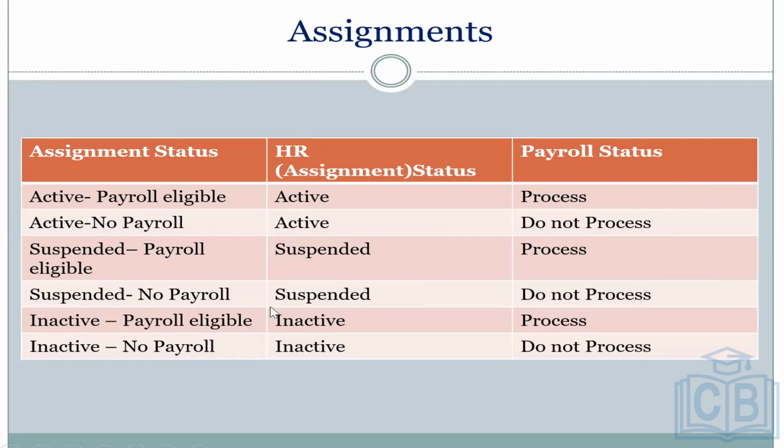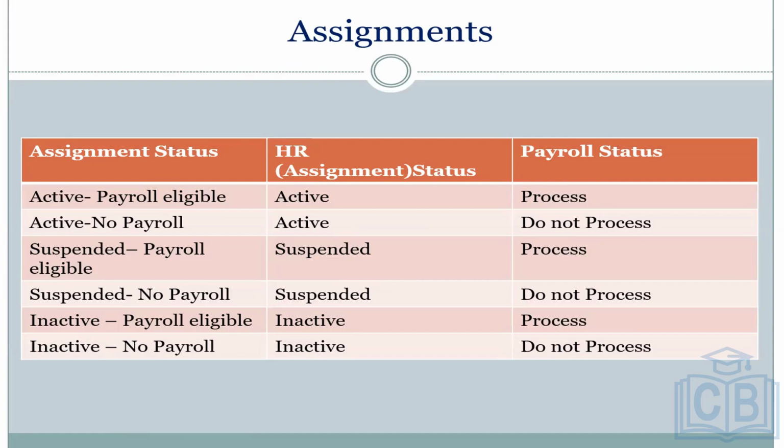Inactive, payroll eligible. Inactive means assignment status is inactive, that means he is currently not working on that assignment. And in that case, payroll eligible means, suppose he's on a different project, but he's holding a secondary assignment, and that assignment is inactive, he's not working. But in that case, payroll can be processed. What kind of scenario can this be? Can you give an example?